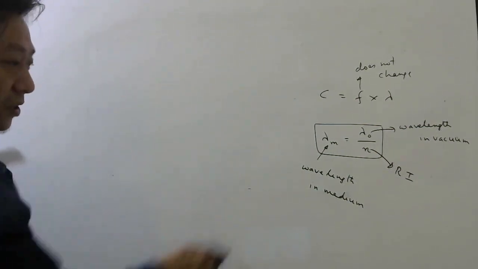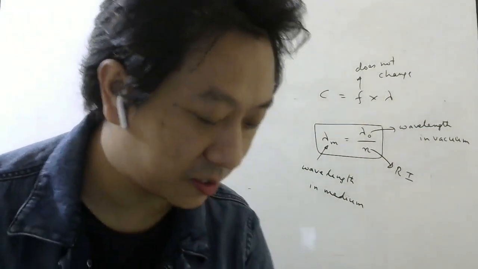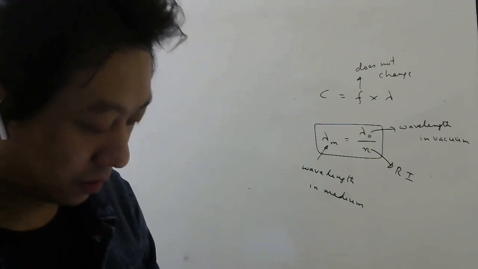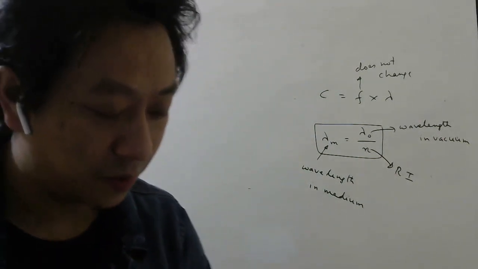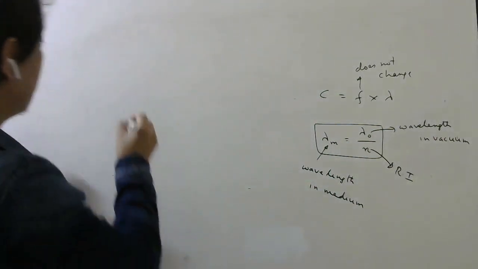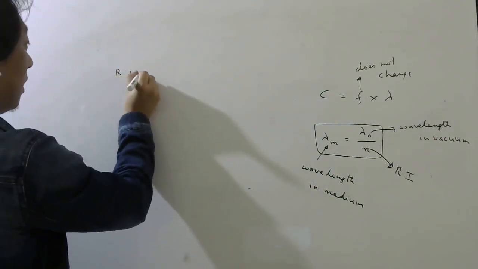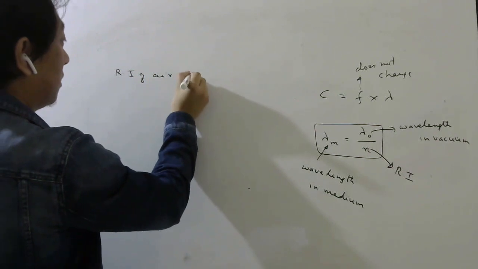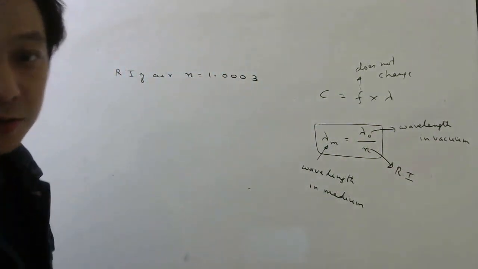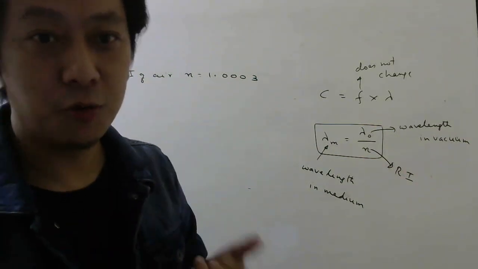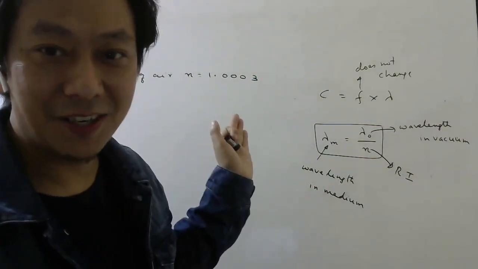So the next question is based on this concept. So let us see. The refractive index of air is given as 1.0003. So usually we take 1, but now you cannot take 1 because they have clearly mentioned it is not 1.